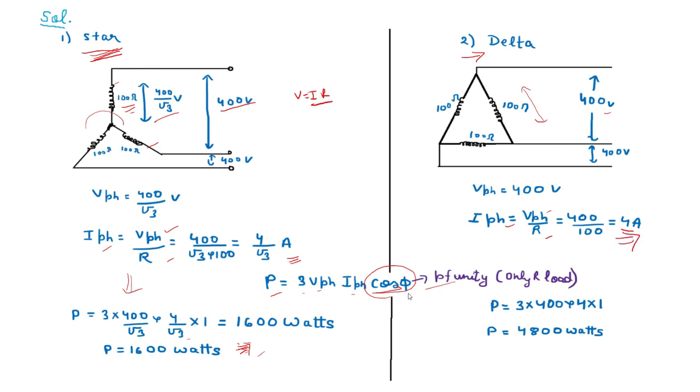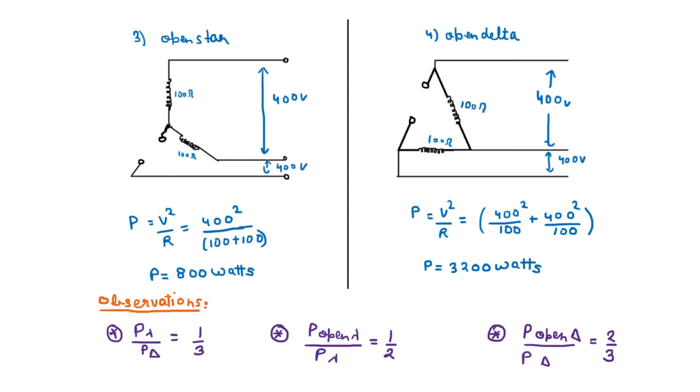And now using the formula of 3-phase power, we will get power is equal to 3 into V phase, which is 400 volt, then into I phase, which is 4 ampere, and then power factor, which is 1. So we get power consumed in delta connected system is equal to 4800 watts. And you can compare from here that in delta connected system, power consumed is 3 times of power consumed in star connected system. Now in case of open star connection, we will open one connection.